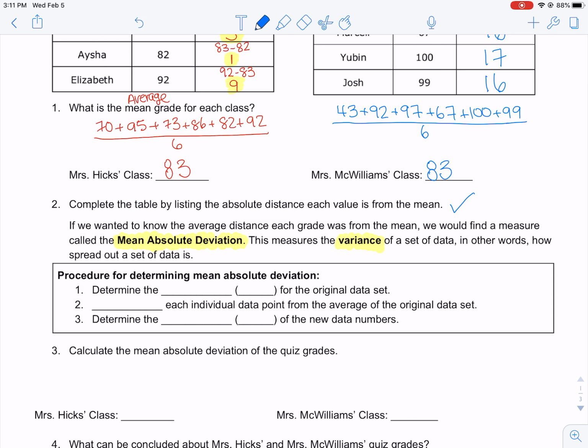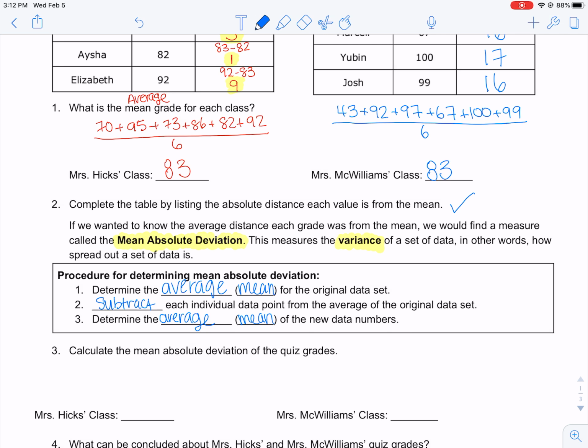Procedure for determining mean absolute deviation. Determine the average, which is also known as the mean, for the original data set. Subtract each individual data point from the average of the original data set. That's exactly what we did. Step number 3, determine the average, which is again the mean of the new data numbers.